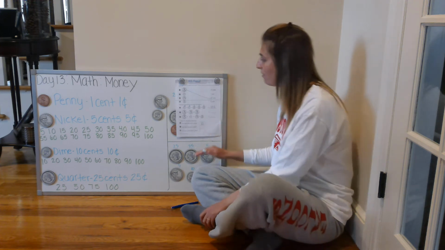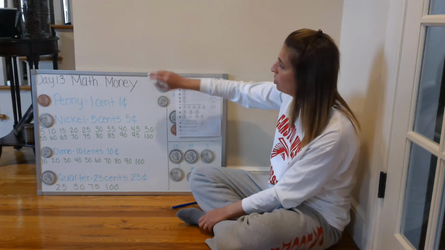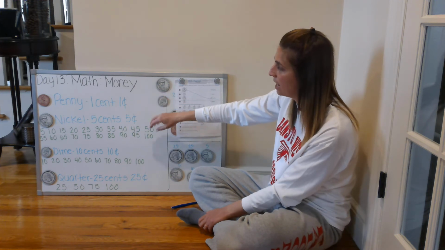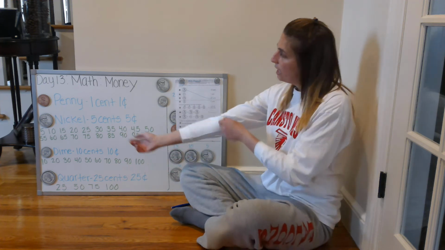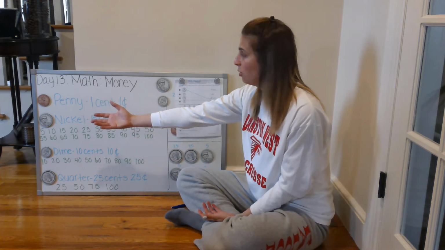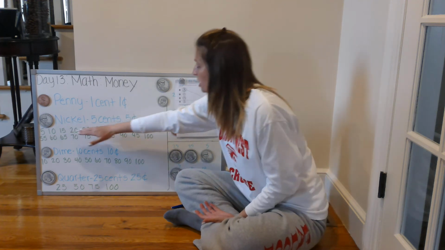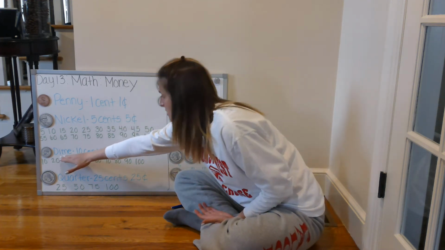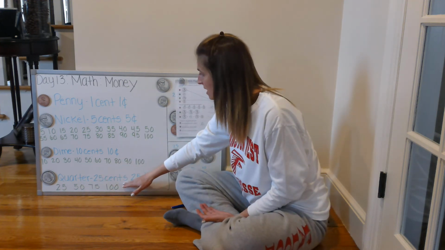But before I have you go try the rest of the worksheet on your own, let's just go back to review the coins, their worth, and practice counting by 5s, 10s, and 25s. So remember, and you can say it along with me, a penny is worth 1 cent, a nickel is worth 5 cents, a dime is worth 10 cents, and a quarter is worth 25 cents.